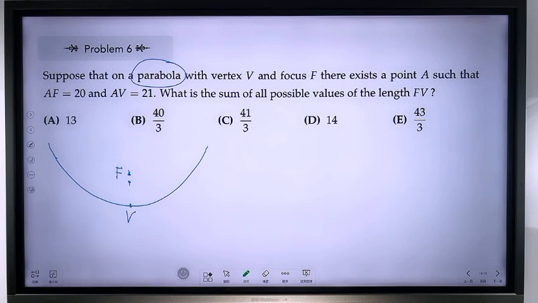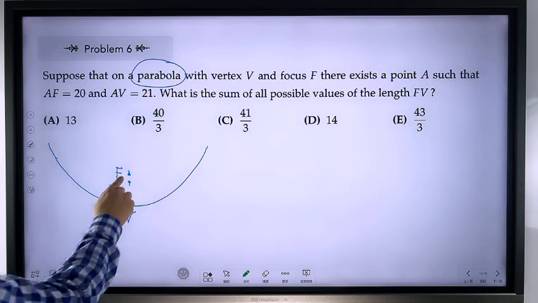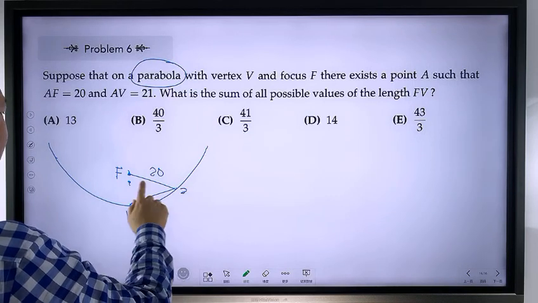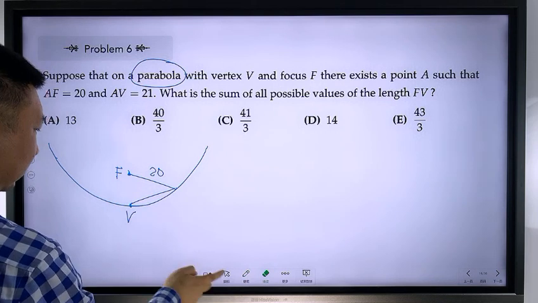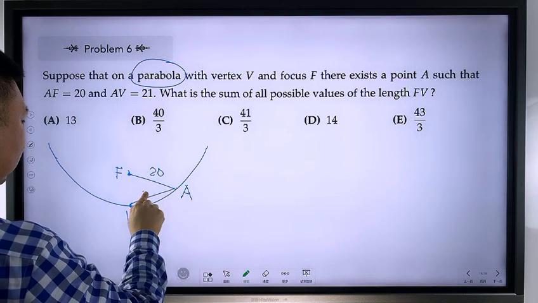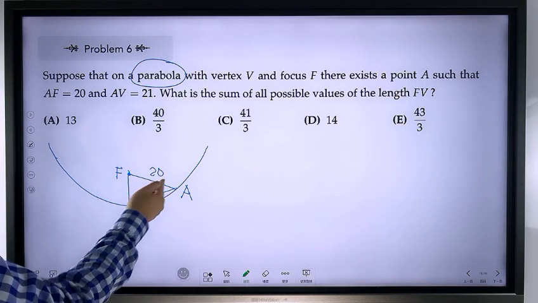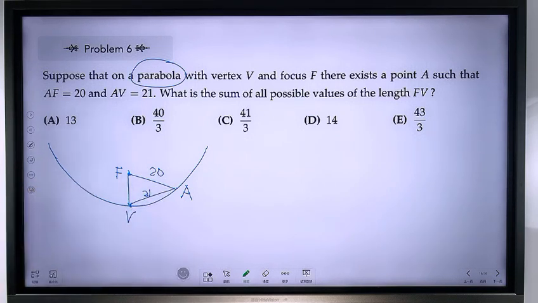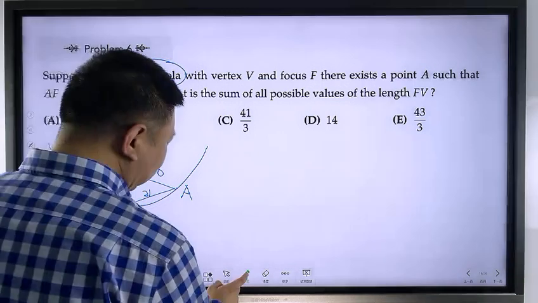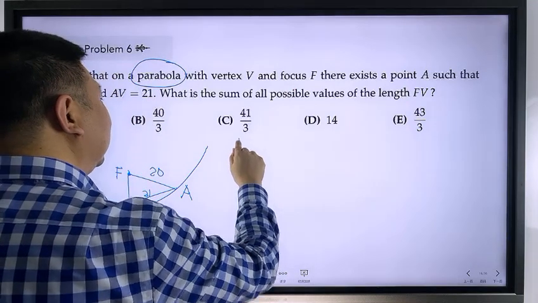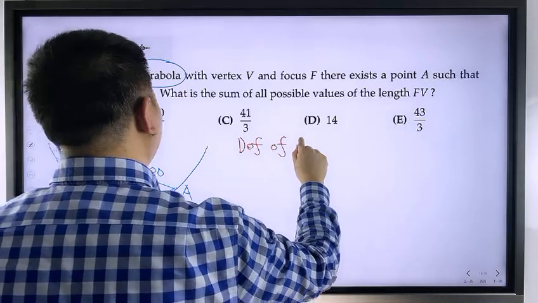Okay. And then there is a point A such that AF equals 20 and AV equals 21. And we want to find out what FV is. But of course, here we don't know the sine or cosine of the angle. Then we can use the law of cosines. So that is the hard part. However, for this question, I think it's really something where you need to know the definition of a parabola. Otherwise, you cannot really start, right? And the definition of a parabola is very important.